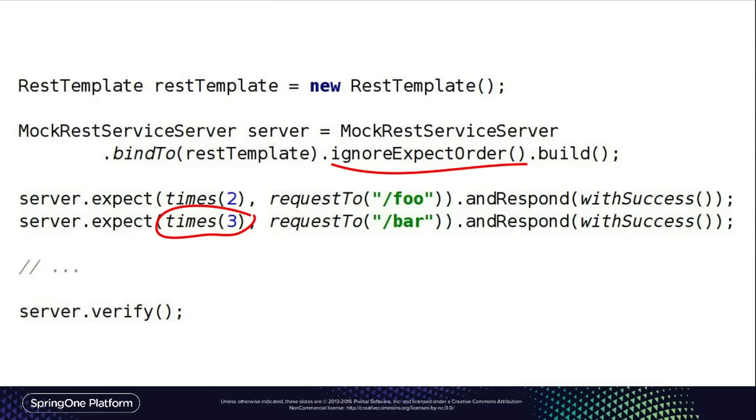Now, what's new in 4.3 is that we can now indicate things like the order of the expectations. They don't have to be in exact order. So if that suits your pattern of testing, then you can tell it to ignore the order in which the expectations are set up. And also, there's a whole variety of options to indicate how many times a particular expectation should be present. So for example, here we're indicating that /foo should appear 2 times, or /bar should be 3 times. And then at the end, you can say server.verify, and you can be more precise like that in the expectations.